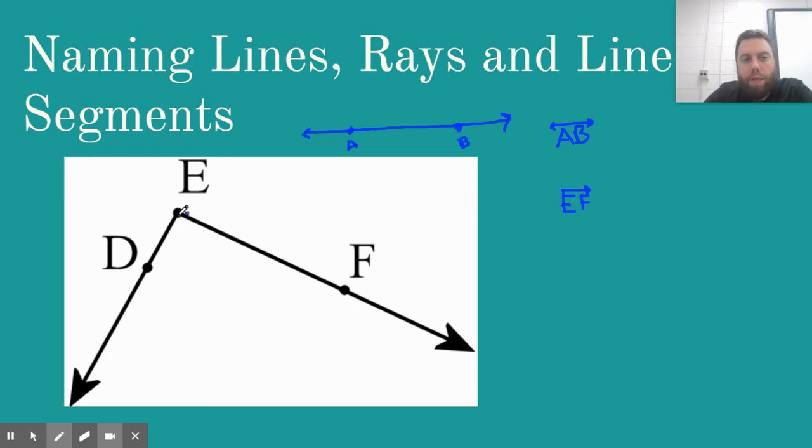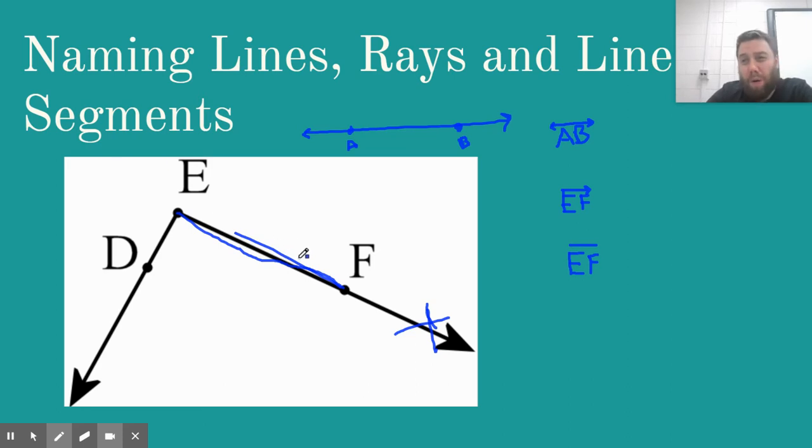Now, what if I wanted to talk about line segment EF? Line segment, meaning I want to talk about just this portion of it. And we don't want to talk about where it's infinite. We don't want to talk about down here. We only want to talk about this part. Well, you just put a line over it, no arrowheads. And then we know we're only talking about this small portion right here.